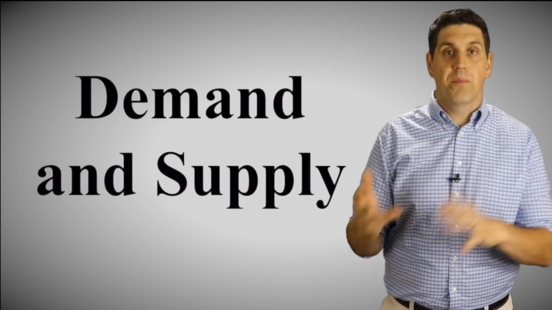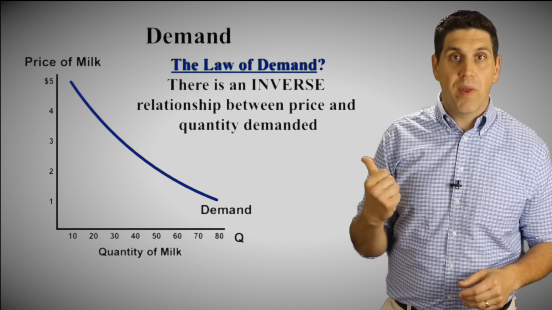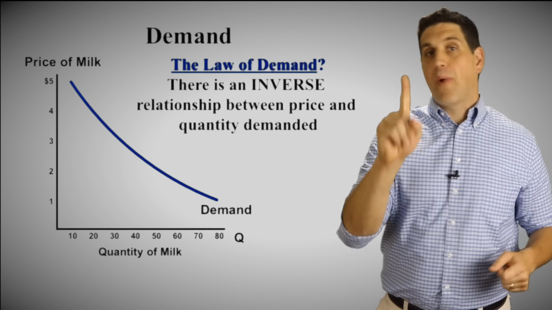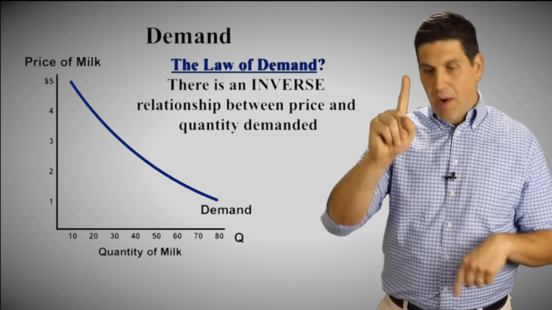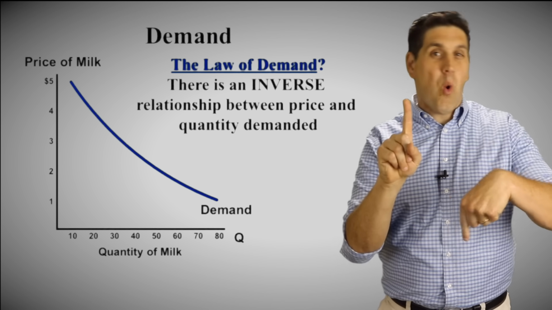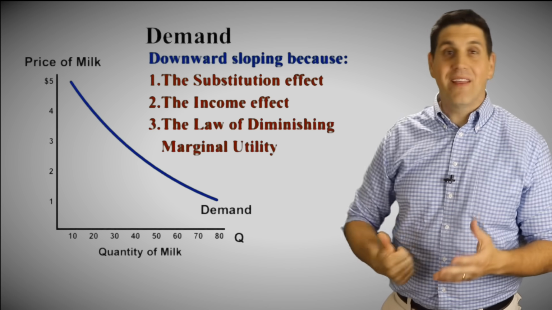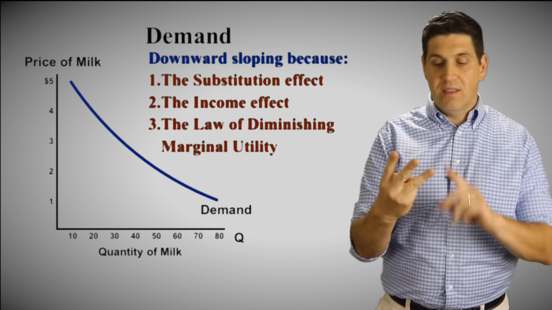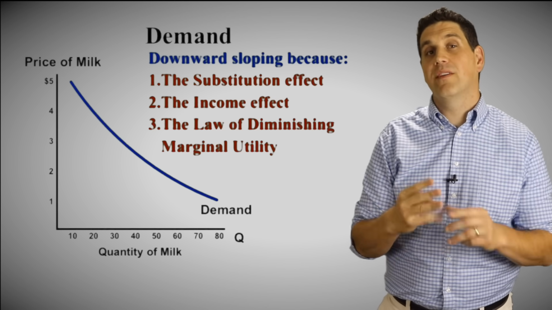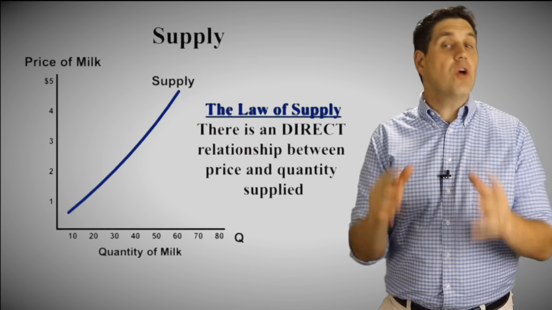You start with demand and supply. Remember, demand is a downward sloping curve that shows you the law of demand. When price goes up, people buy less of stuff, right? When price goes down, people buy more. That's the idea of price and quantity demanded. Understand the idea that this curve is downward sloping for 3 reasons: substitution effect, income effect, and the law of diminishing marginal utility. There's also a law of supply.